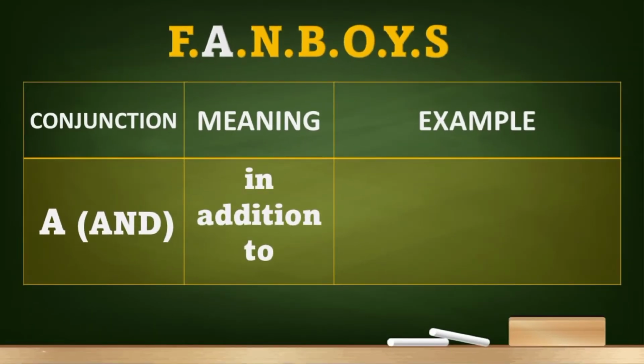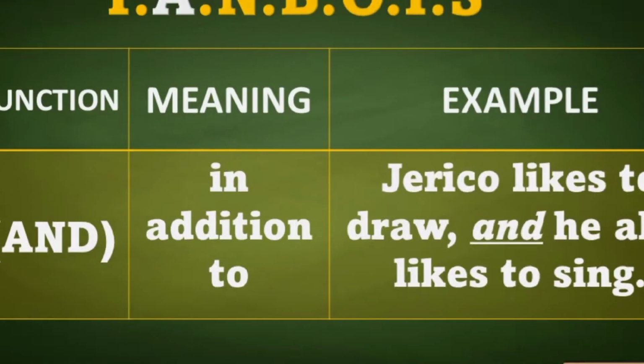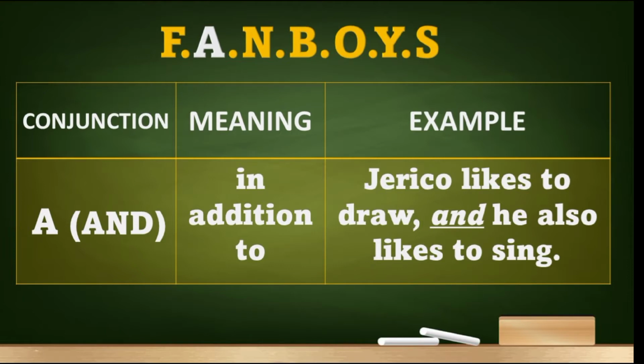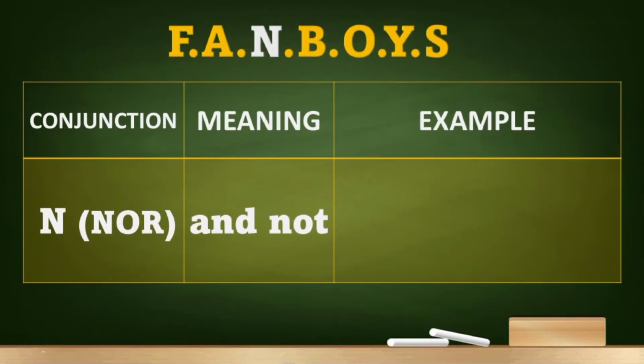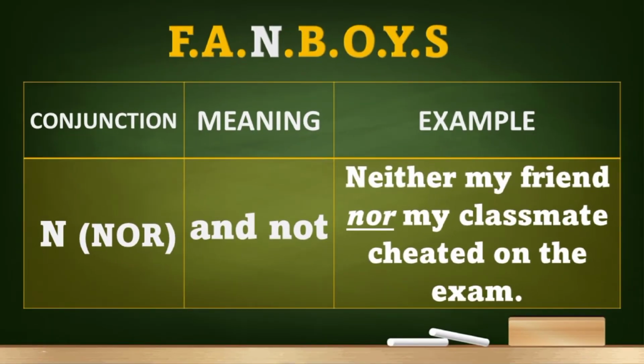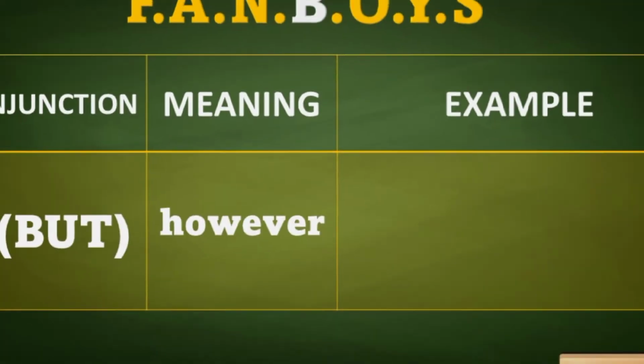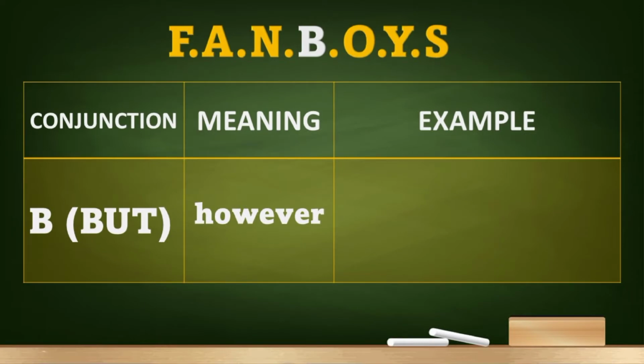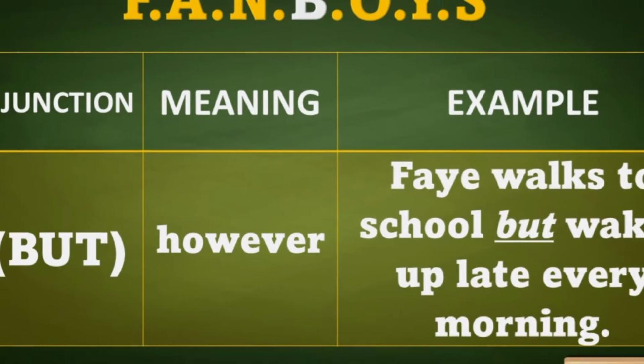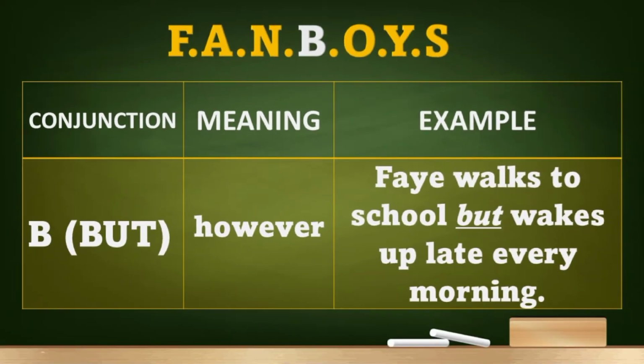A stands for and, which means in addition to. For example, Jericho likes to draw and he also likes to sing. N stands for nor, which means and not. For example, neither my friend nor my classmate cheated on the exam. B stands for but, which means however. For example, Faye walks to school but wakes up late every morning.